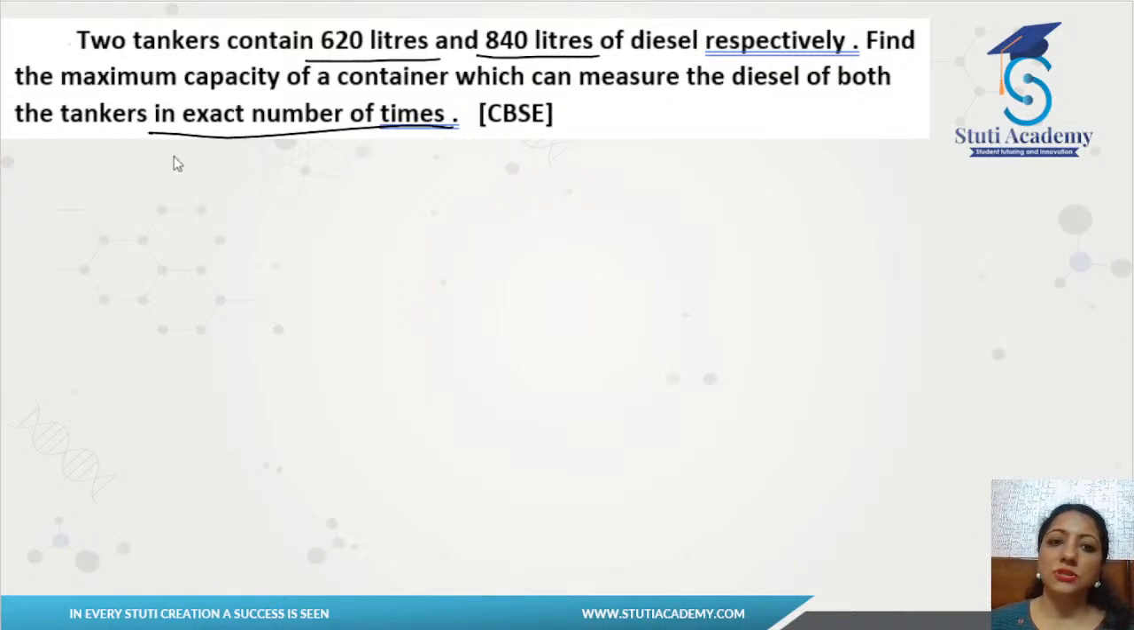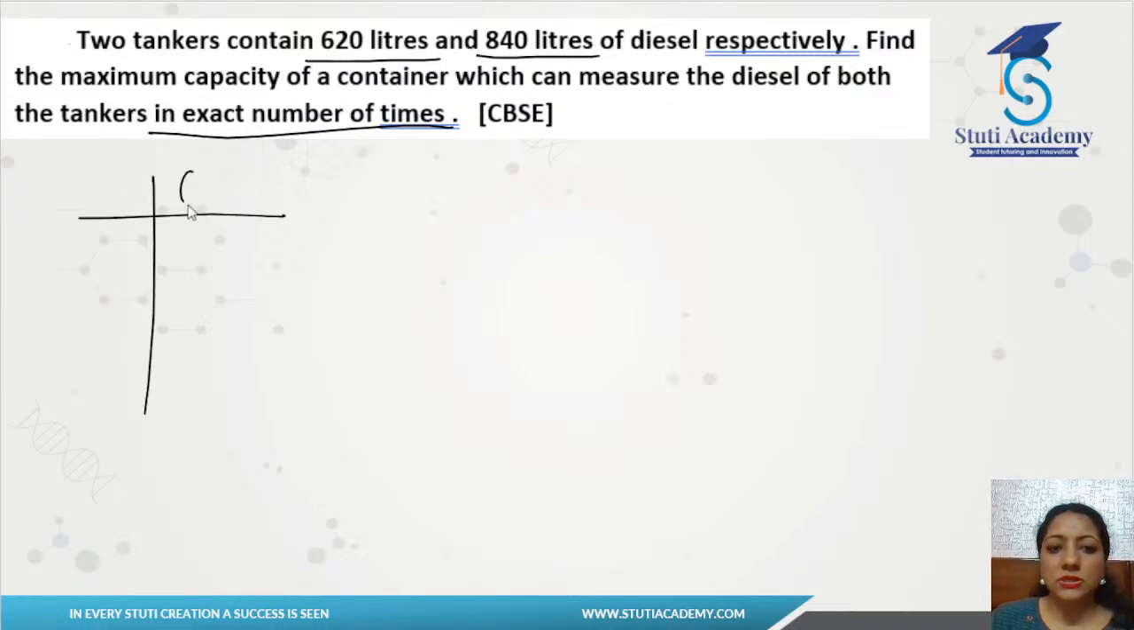I'm repeating this question. We have 2 tankers and they contain 620 liters and 840 liters of diesel respectively. We have to find the maximum capacity of a container which can measure the diesel of both the tankers in exact number of times. That means when we are going to take the containers, there should not be anything left out. That means there should not be any remainder in this case. So we are actually looking for the HCF of 620 and 840.